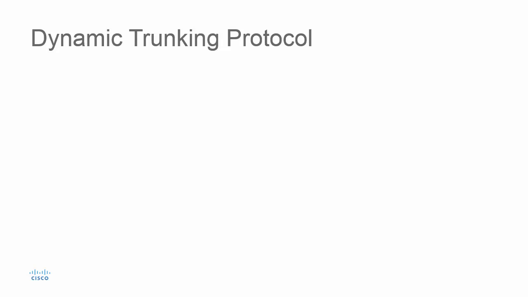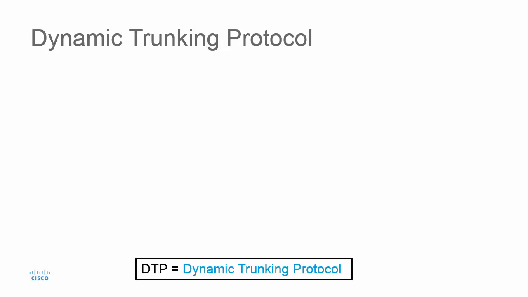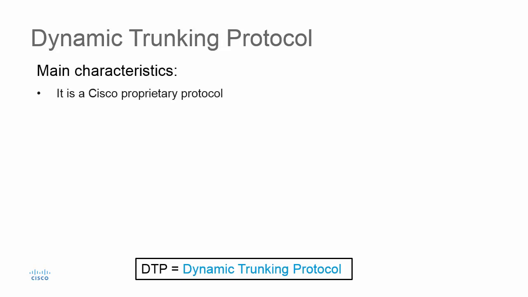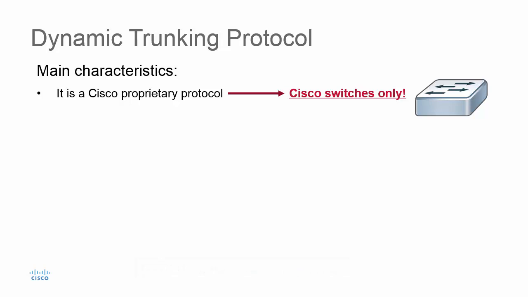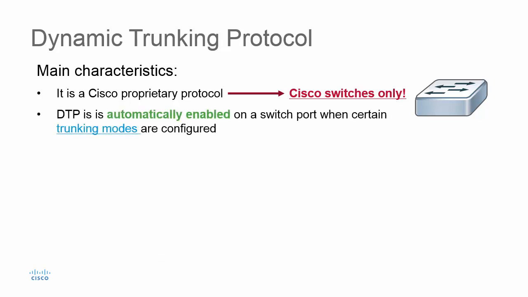You can set up automatic trunk negotiation using DTP, or Dynamic Trunking Protocol. DTP is a Cisco proprietary protocol, which means you can use DTP between two Cisco switches only. Switches from other vendors do not support DTP. DTP is automatically enabled on a switch port when certain trunking modes are configured on the switch port. DTP manages trunk negotiation only if the port on the other switch is configured with a mode that supports DTP.